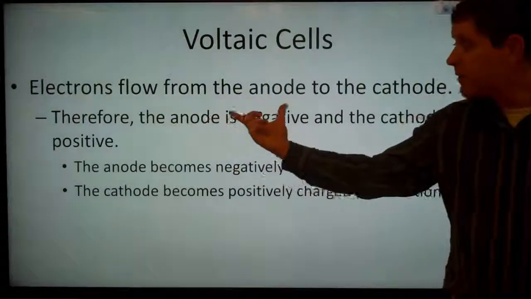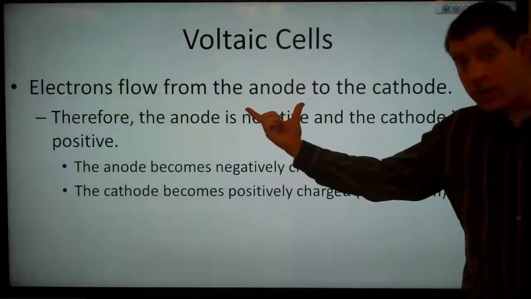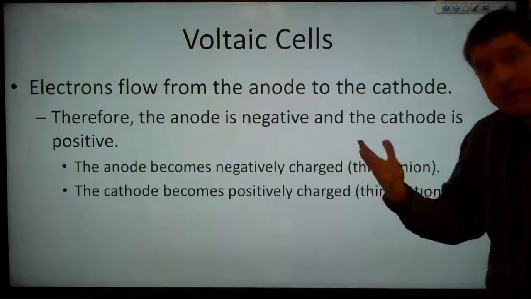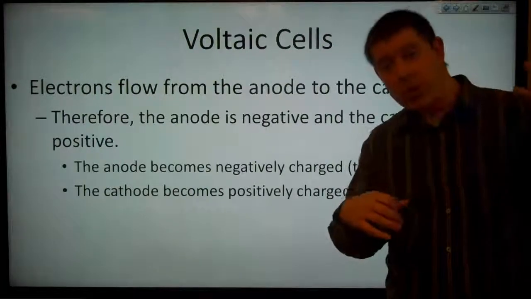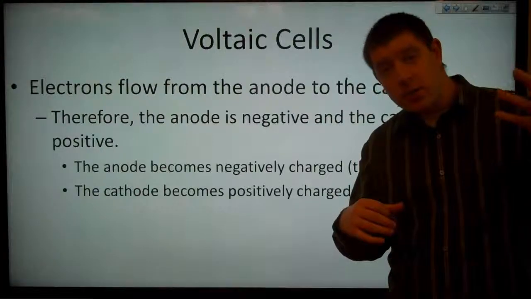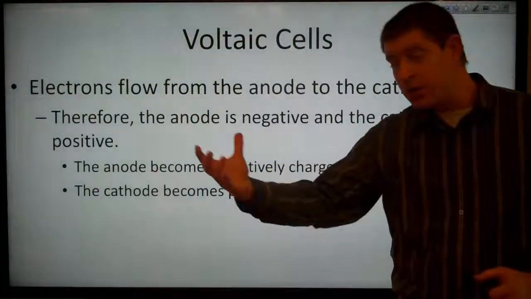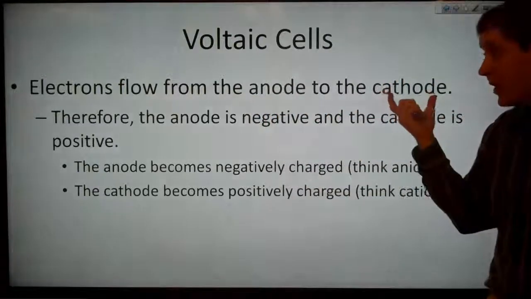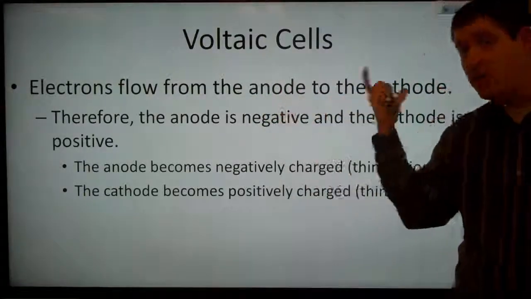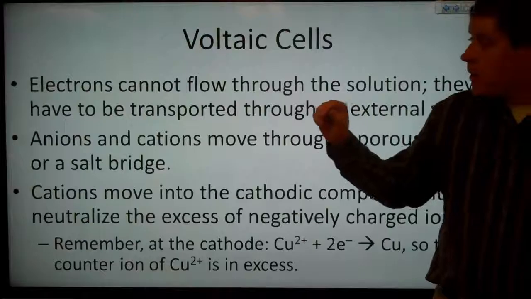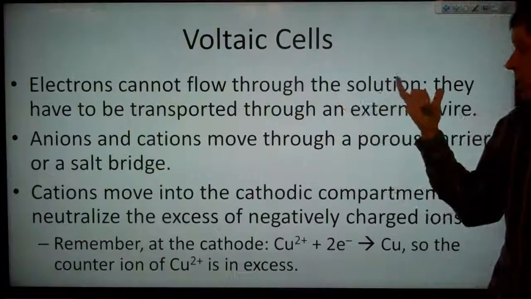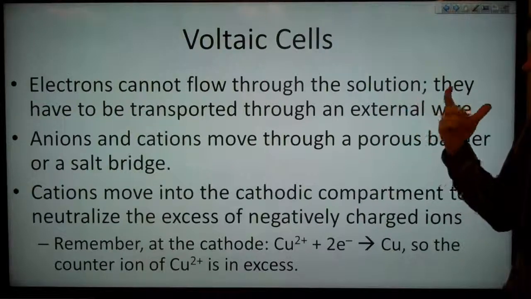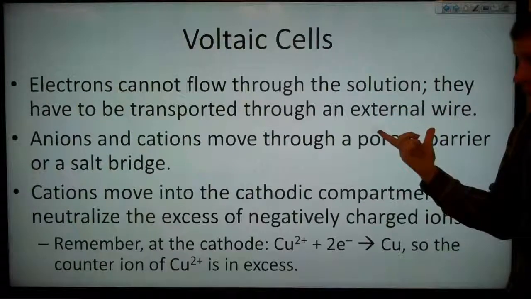So electrons are then flowing from the anode, the negatively charged electrode, to the cathode, the positively charged electrode. And this makes sense because electrons are going to be repelled from the negative charge and attracted to the positive charge. So again, the anode is negatively charged, the cathode is positively charged, so the electrons are moving from the anode to the cathode. So electrons can't flow through our solution. They have to go through some external wire.